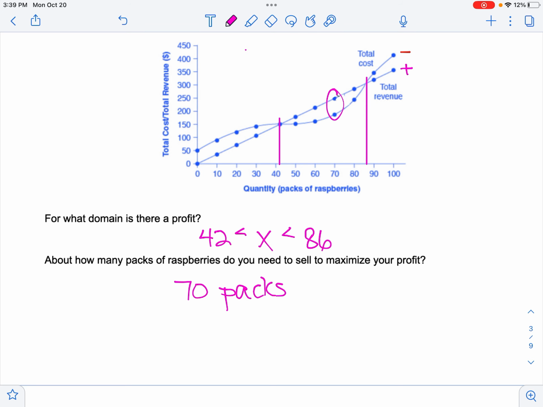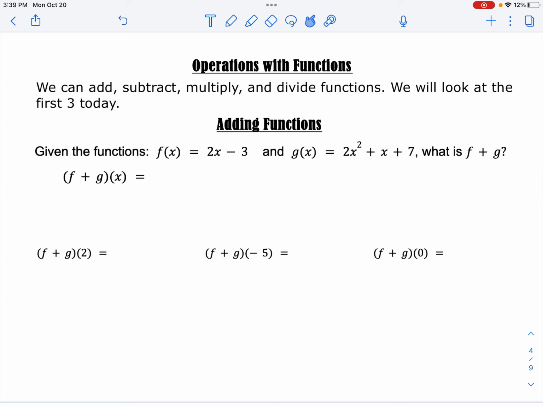So how do operations with multiple functions work? Well, we can add, subtract, multiply, and divide functions. We're going to look at the first three of those in this lesson. So adding functions. This is really just mostly combining like terms. So that's how we put functions together, is combine like terms.